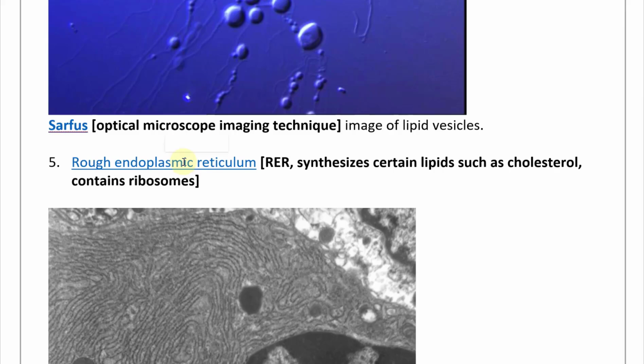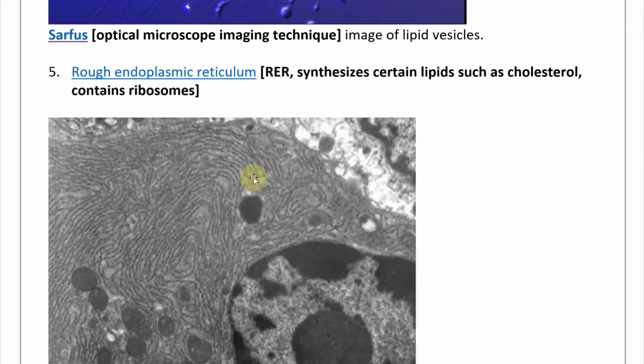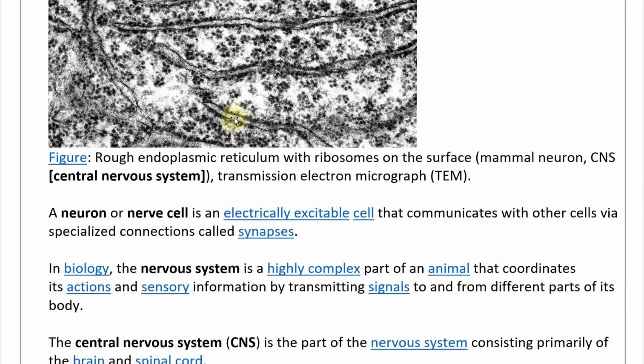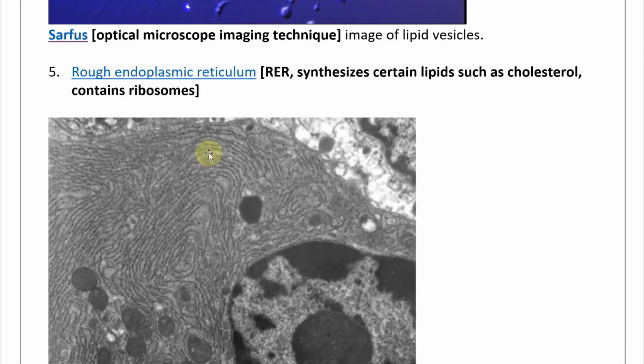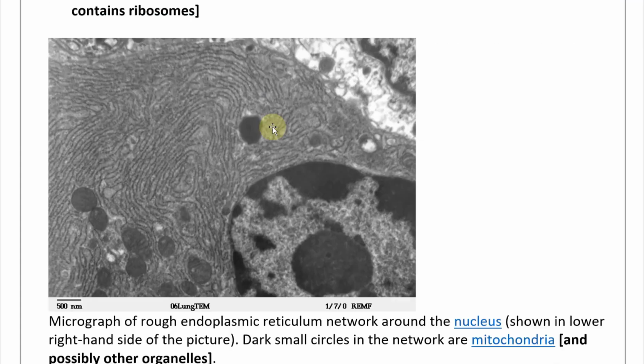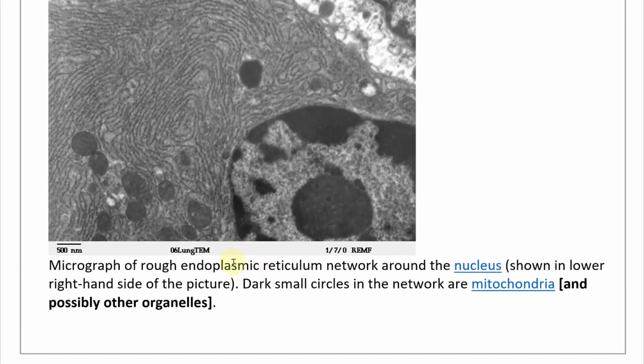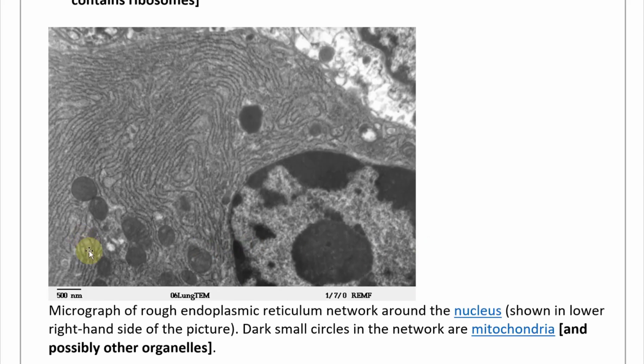So now let's look at number 5, the rough endoplasmic reticulum, which is over here with the ribosomes in there. And let's go over here. So here's another image of it. This is also abbreviated RER, and it synthesizes certain lipids such as cholesterol and contains the ribosomes. So here's an image: a micrograph of rough endoplasmic reticulum network around the nucleus, shown in the lower right-hand side of the photo.